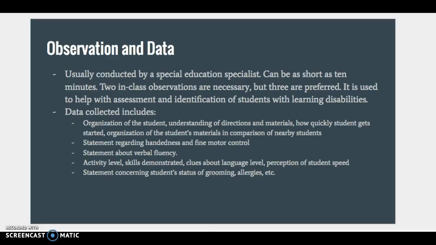And observation and data collection is usually conducted by a special education specialist. It can be as short as 10 minutes, and they like to have at least 2 class observations. 3 is preferred. It's used to help with assessment and identification of students with learning disabilities. And the types of data collected include the general organization of the student and how well they understand, how quickly the student gets started, and how their organization compares to nearby students.